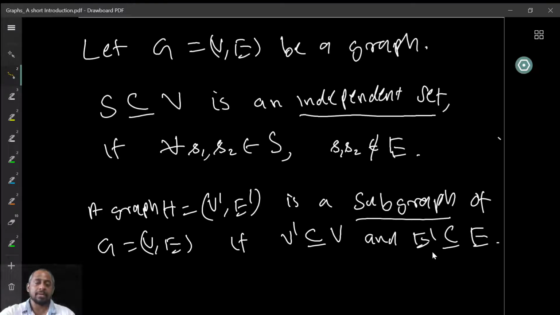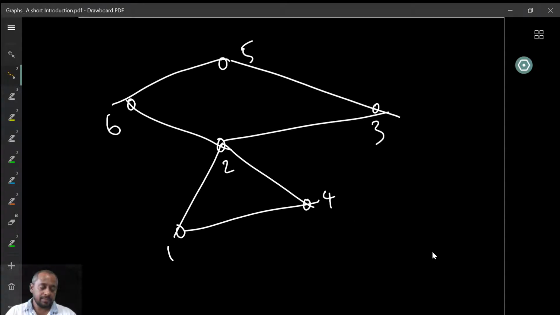So let us look at an example, maybe. Here is a graph, and then we look at some independent sets. Let me say that I am going to add this vertex, 1, to my independent set. Then I cannot add 4 or 2 because 1 has edges to 4 and 2. But I can add 3 because there is no edge between 1 and 3. So 1, 3 is definitely an independent set. 1 itself is an independent set.